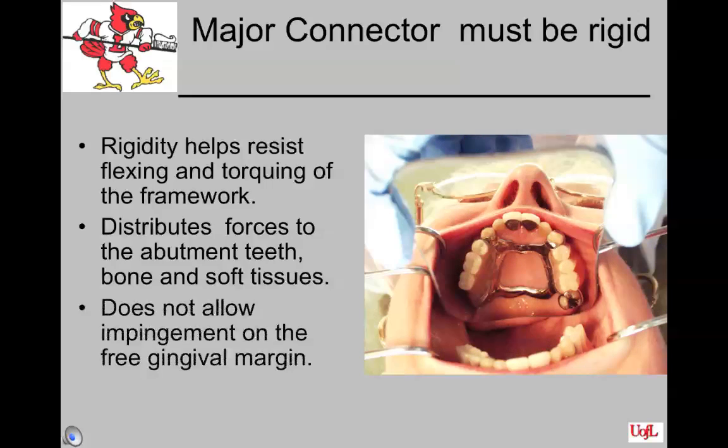It does not allow for impingement of the free marginal gingiva by the major connector if the partial is designed well. It must avoid the marginal gingiva by a minimum of 6 millimeters if you dip down away from the teeth. It must cross the marginal gingiva at a right angle. If it were flexible, it may cause severe damage to the teeth and soft tissues.